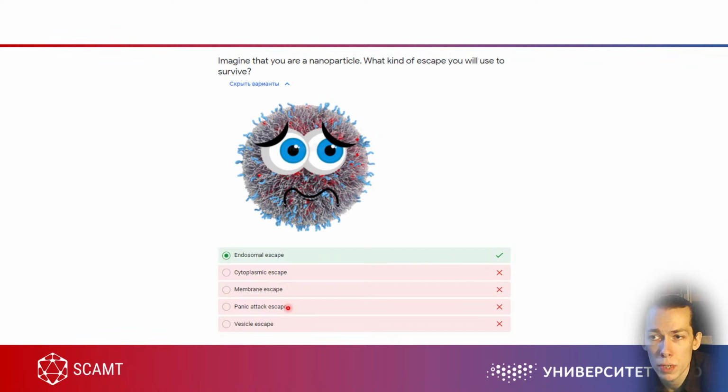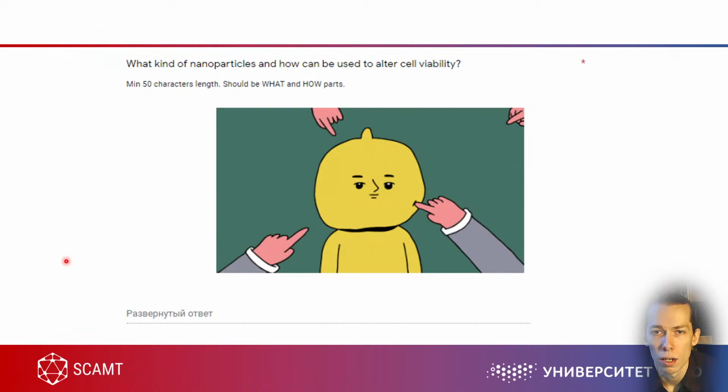What kind of escape will you use to survive if you enter a cell as a nanoparticle? It's endosomal escape. You need to escape the endosome to escape the enzymes in the lysosome or late endosome. The other kinds of escape, especially panic attack escape, do not exist. These were the most tricky questions, but most of you succeeded.